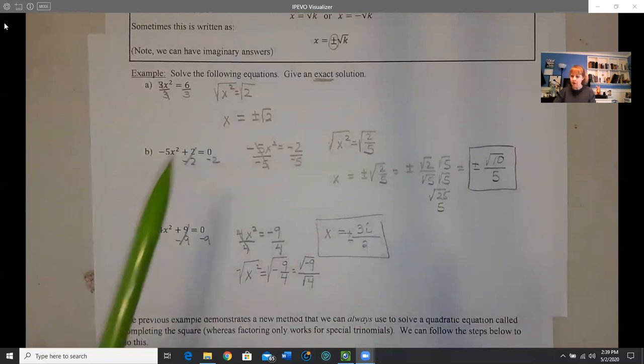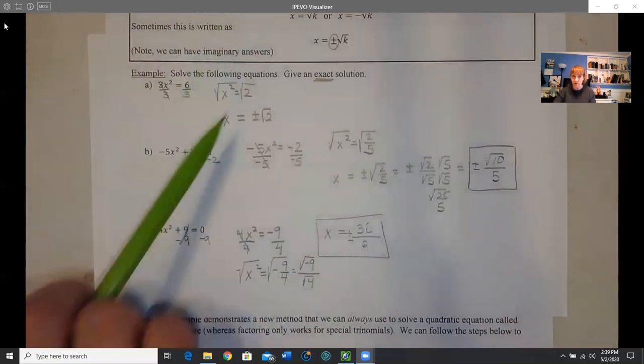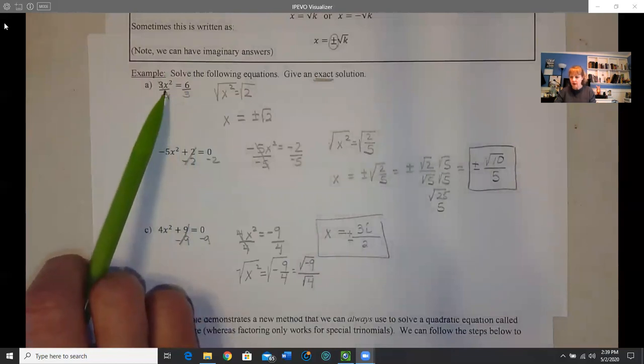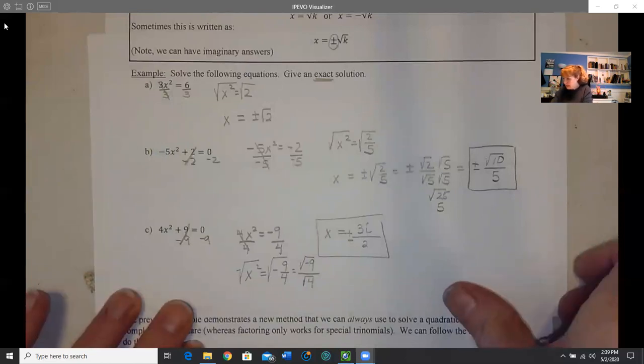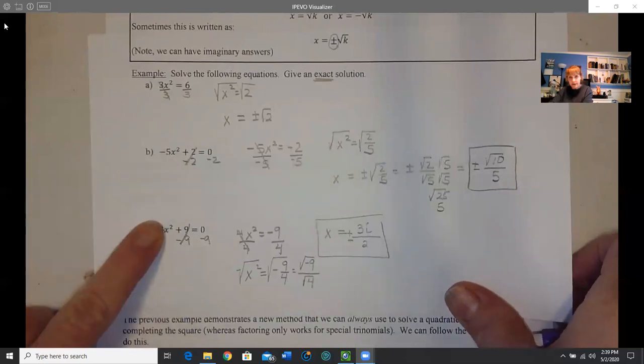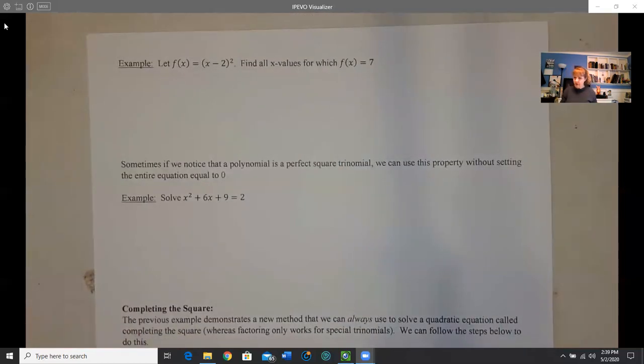So you can only use this principle of square roots without the x to the first. If you do have the x to the first, that's fine. That's where our completing the square comes in. But for just this simple idea that we were doing, make sure you don't have an x to the first. Okay, let's look at this next one here.